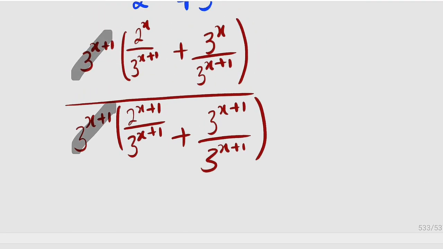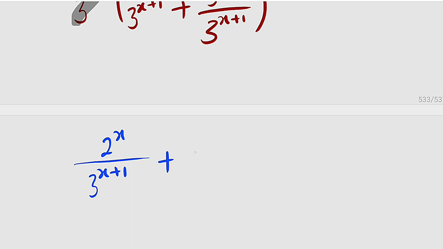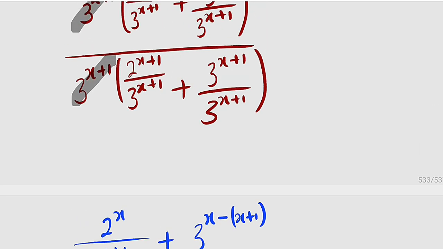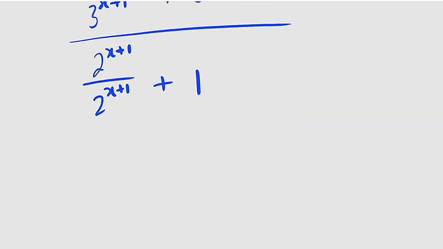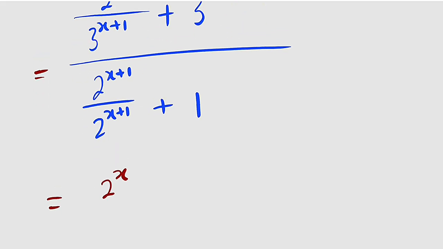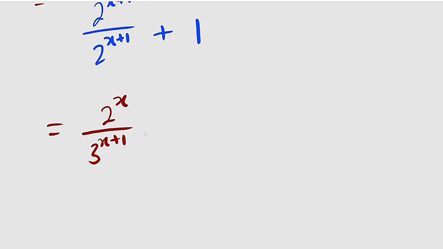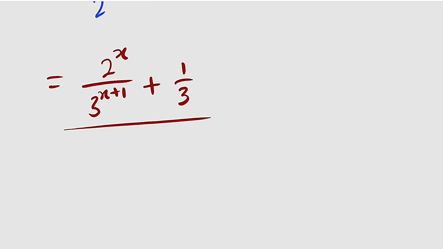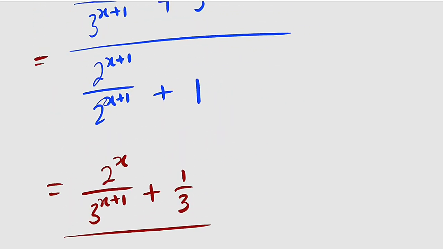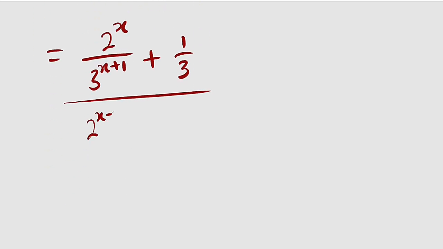Then plus, you can see this one has the same base, so we take one base and subtract the exponents. We have 3^(x - (x+1)), and we do the same thing down here. This will become 1, right? So we have this plus 1. Then plus 1. So we have 2^x divided by 3^(x+1), then plus 3^(-1), which is the same thing as 1 divided by 3, divided by our denominator. Oh, sorry, this should be 3, not 2. We have 2^(x+1) divided by 3^(x+1), then plus 1.